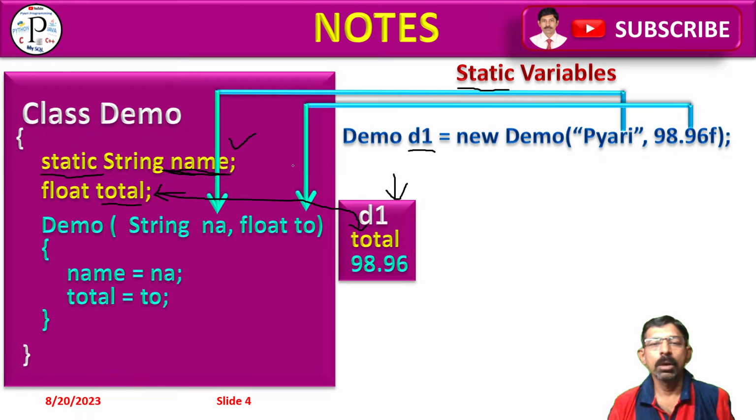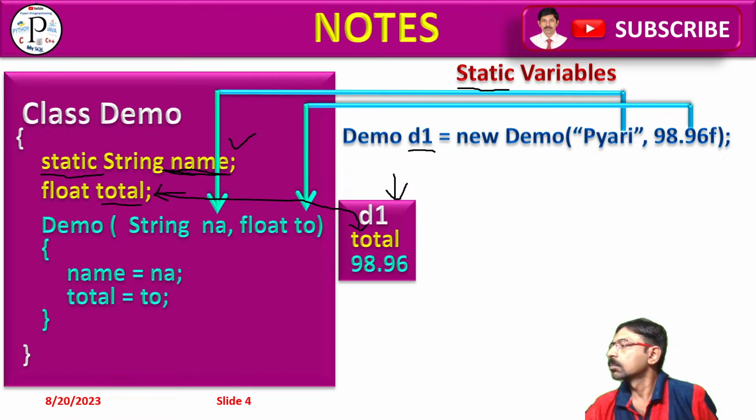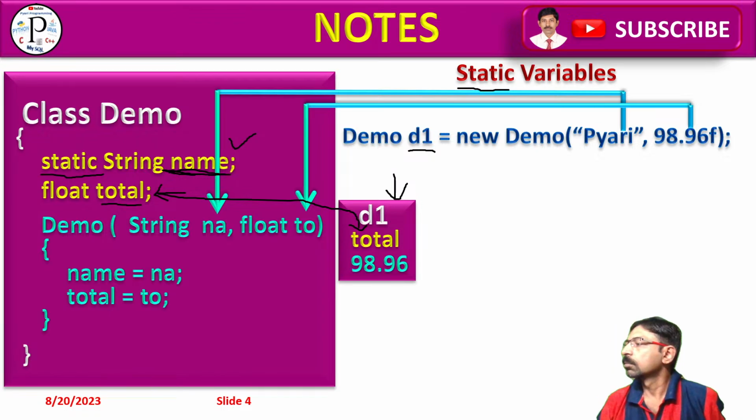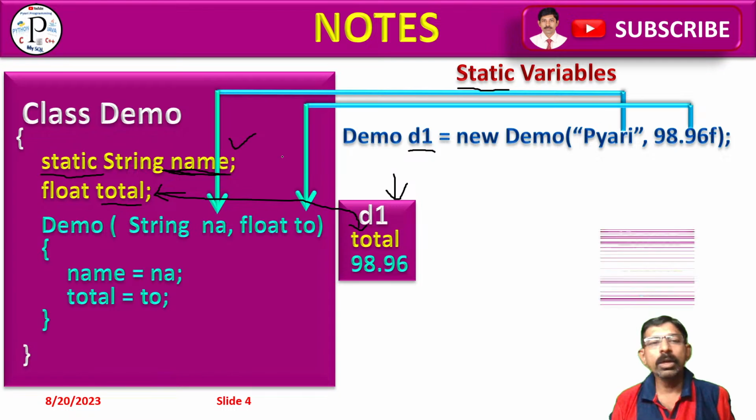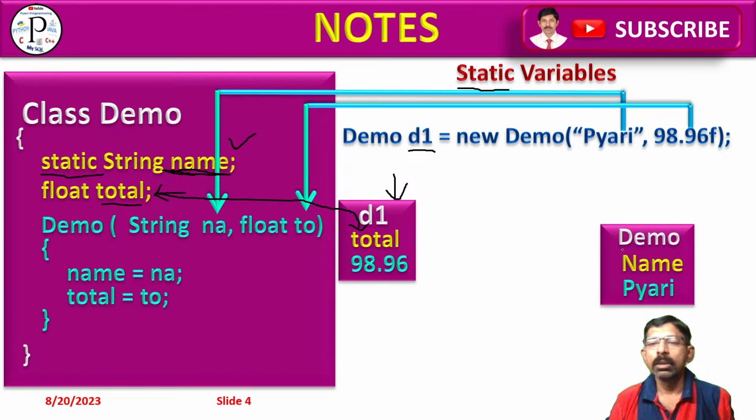First object, if you have an idea, then I will move to the second object now. Okay, fine. Now what about this static? Now the class is having a common variable. That's why it is called a class variable. It is allocating memory separately for this one. So that's why this contains Pyari.